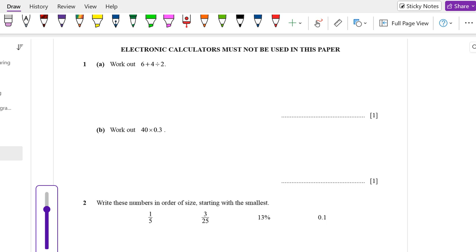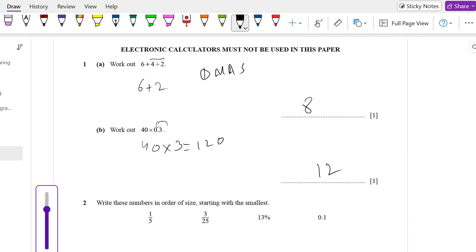Correct. So according to the mass rule, this portion needs to be done first. 6 plus 2 will be 8. 40 times 3 will be 120. One decimal place backwards. Answer would be 12.